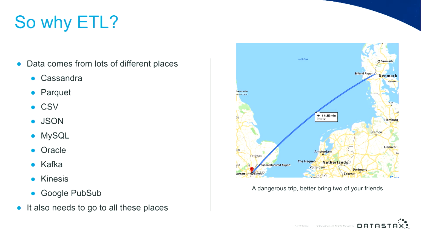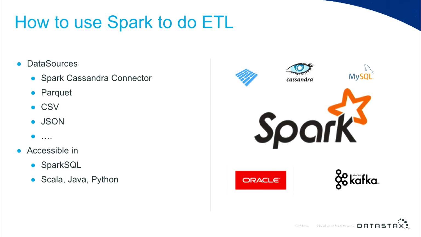The cool thing about Spark is that Spark provides an API that lets you connect all of these different things, and that's, as I mentioned before, something called the data source API. So this is where the Spark Cassandra connector lives. This is the tool that we work on at DataStax, which connects Cassandra and Spark. But there are also data source readers for Parquet files, for CSV files, for JSON files, for MongoDB, for MySQL. Basically, if you can name it, there is a connector out there for it that implements this API.